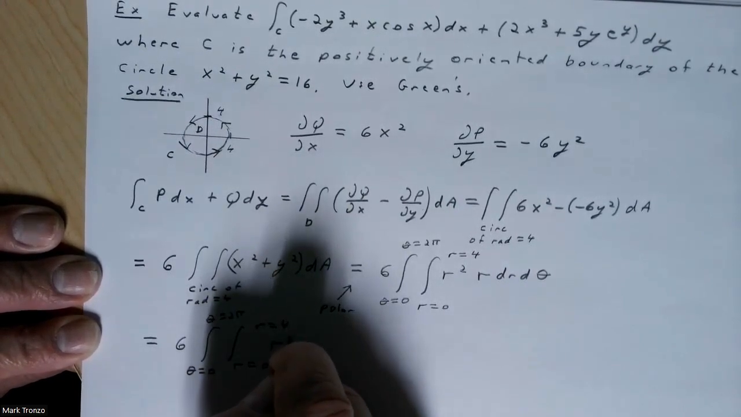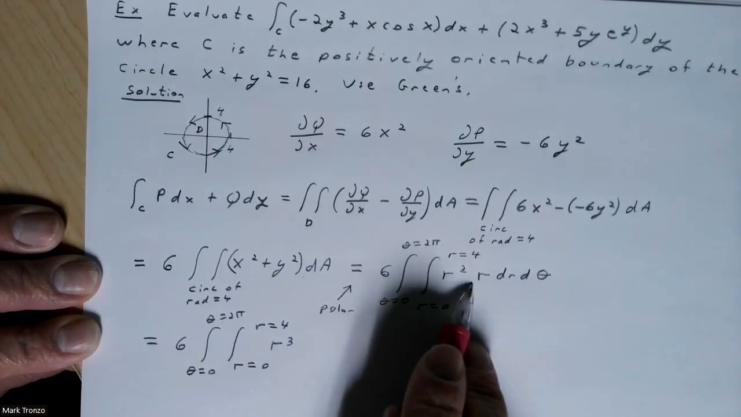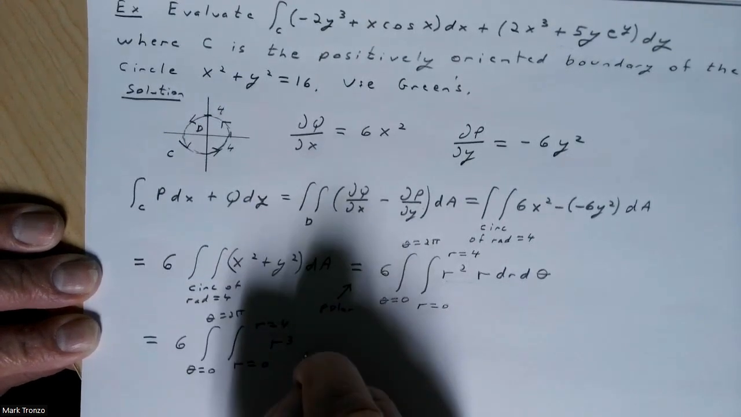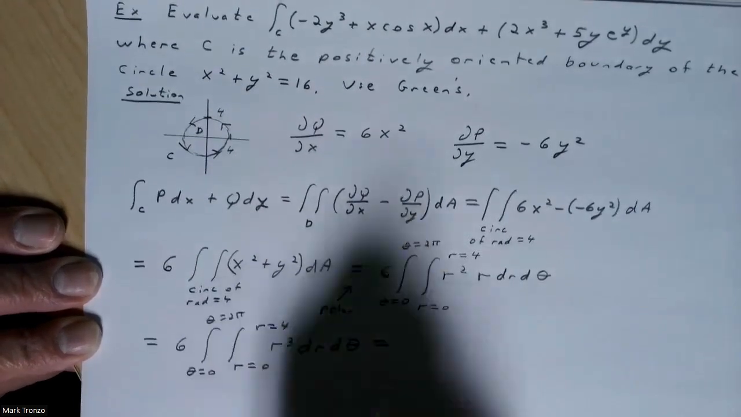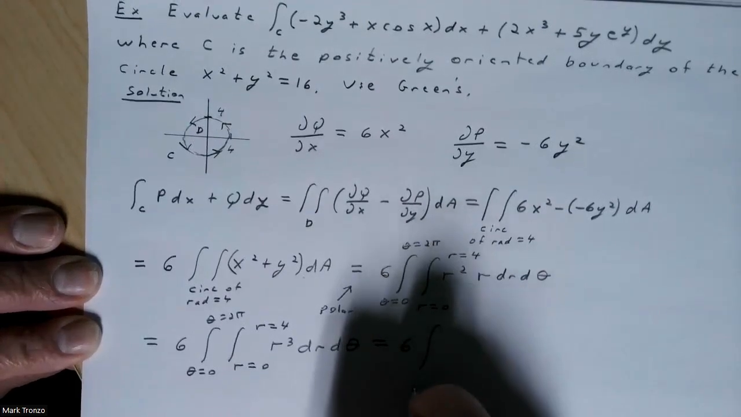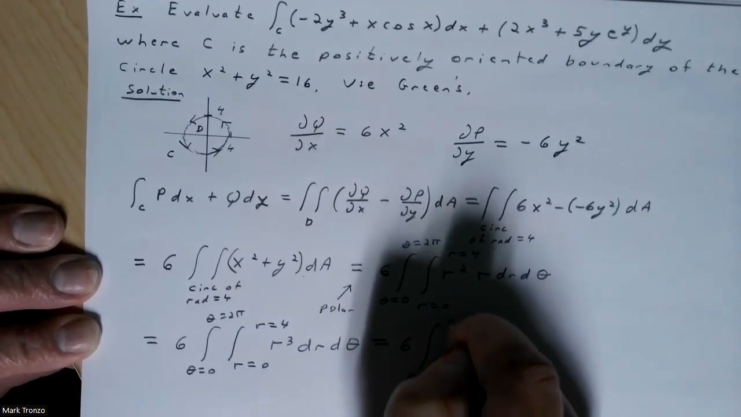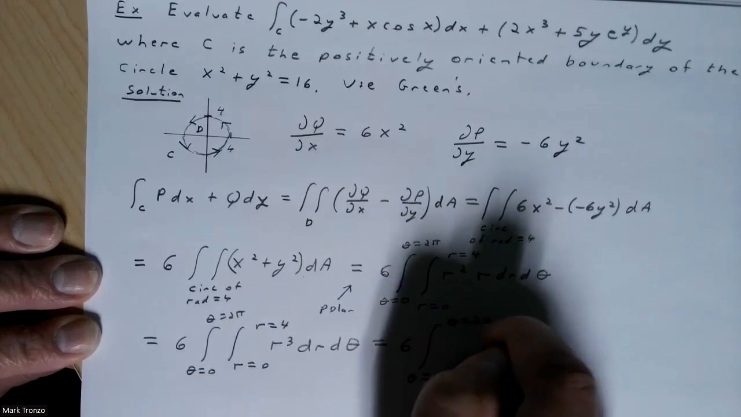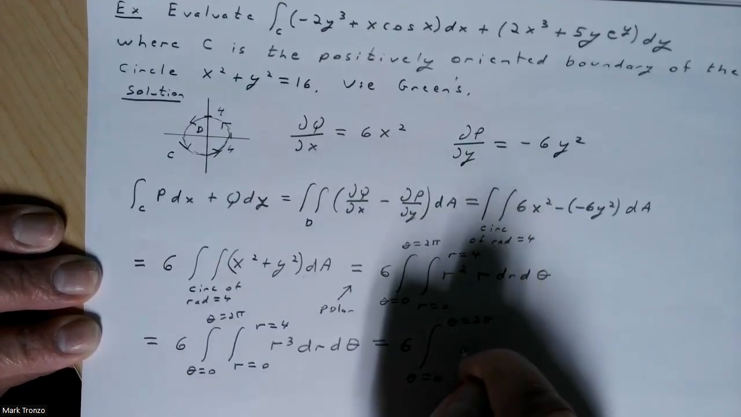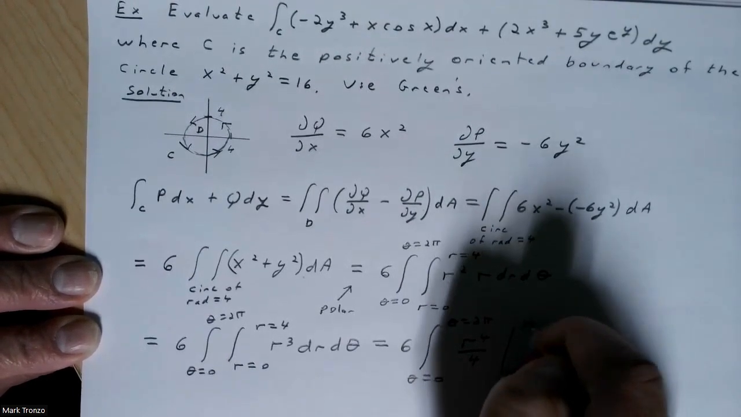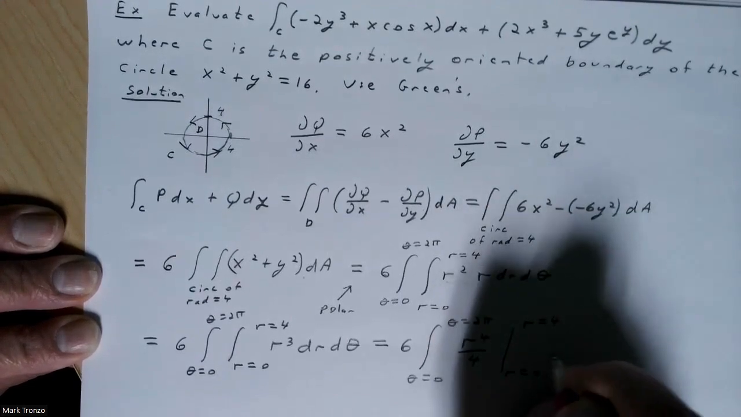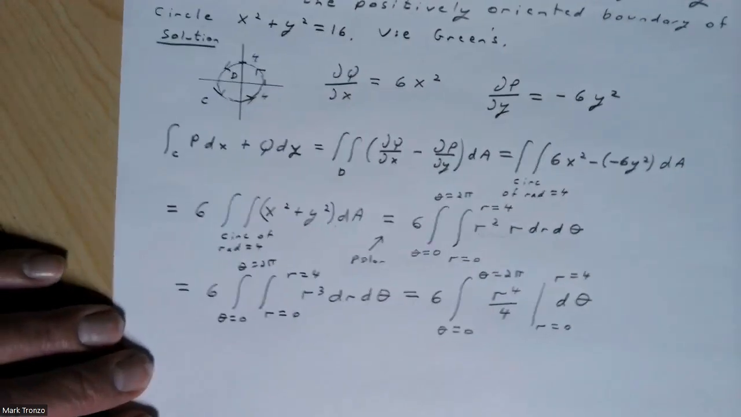You could have probably just recognized this was r cubed, then just done the integral right there. So let's integrate this. We integrate that, that'll be r to the 4th over 4, from r equals 0 to r equals 4, d theta.